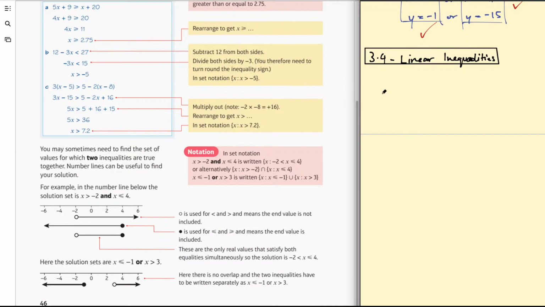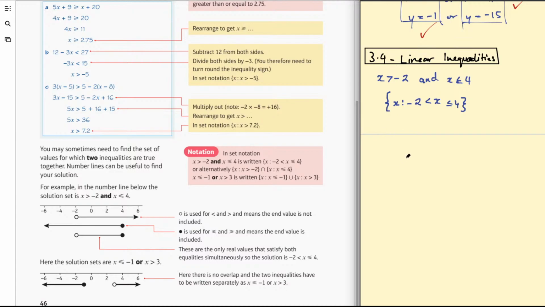I might actually make a note of that because I'm hopeless at remembering this kind of stuff. So x greater than -2 and x less than or equal to 4 is written as x, colon, x between -2 and 4. Okay, so that's how that one's written.